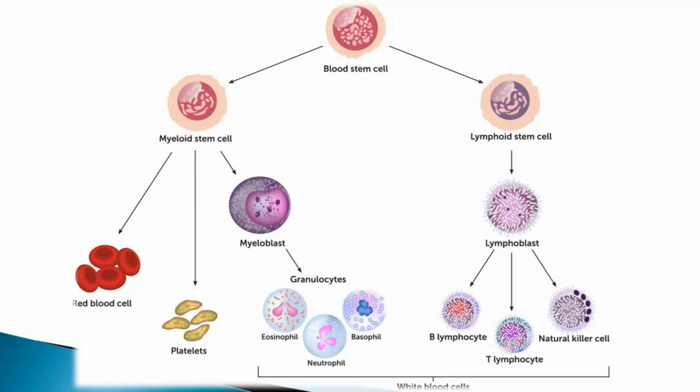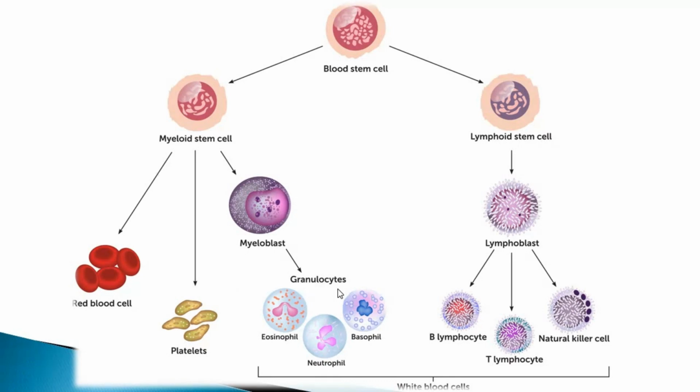The hematopoietic stem cell will produce two cell lines. It will produce your myeloid stem cell and it will produce your lymphoid stem cell. Your myeloid stem cell will produce red blood cells and your platelets. But we're not going to focus on the red blood cells and the platelets because we are looking at white blood cells. And it will also produce your myeloblast. Your myeloblast will produce your granulocytes, which include eosinophil, neutrophil, and basophil. They will also produce monocytes.